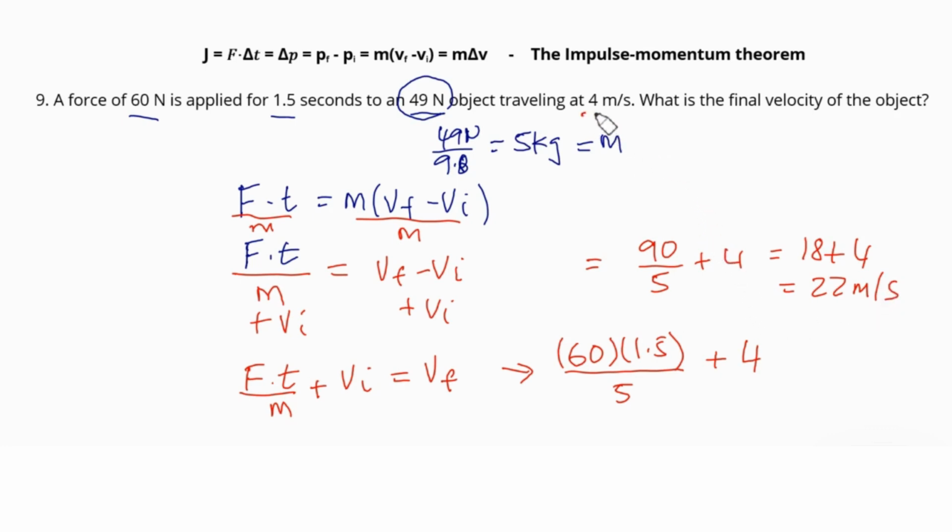So this object was originally traveling at 4 meters per second. I applied a force of 49 newtons, I'm sorry, a force of 60 newtons for 1.5 seconds and increased the velocity from 4 meters per second to a final velocity of 22 meters per second.